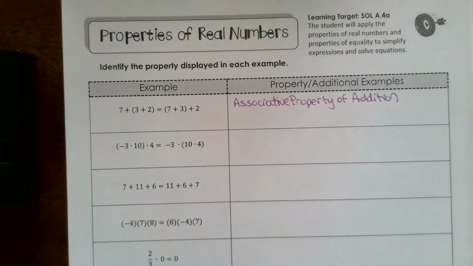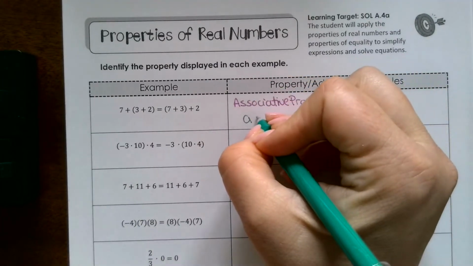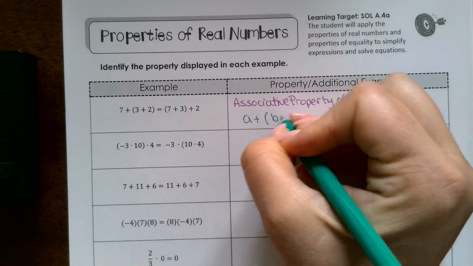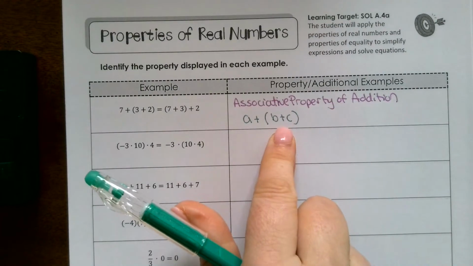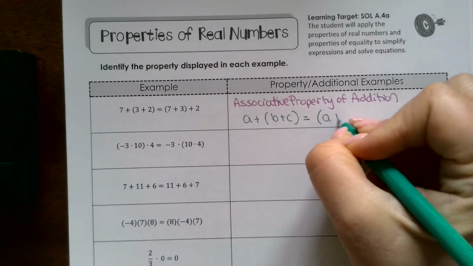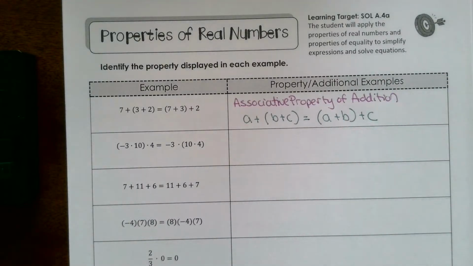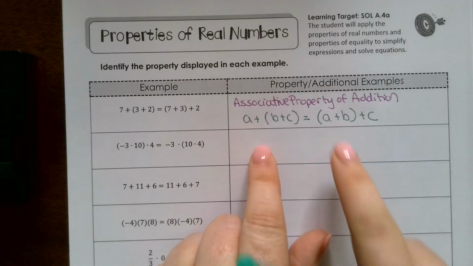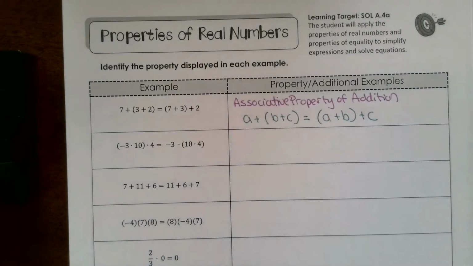And the associative property of addition tells me that if I have a number A and added to A is (B plus C), so we know the order of operations will have us add B and C first, it will equal (A plus B) plus C. So it doesn't matter how I associate my adding. Even if I add this first and then the A, or add A plus B and then the C, the result will be the same.